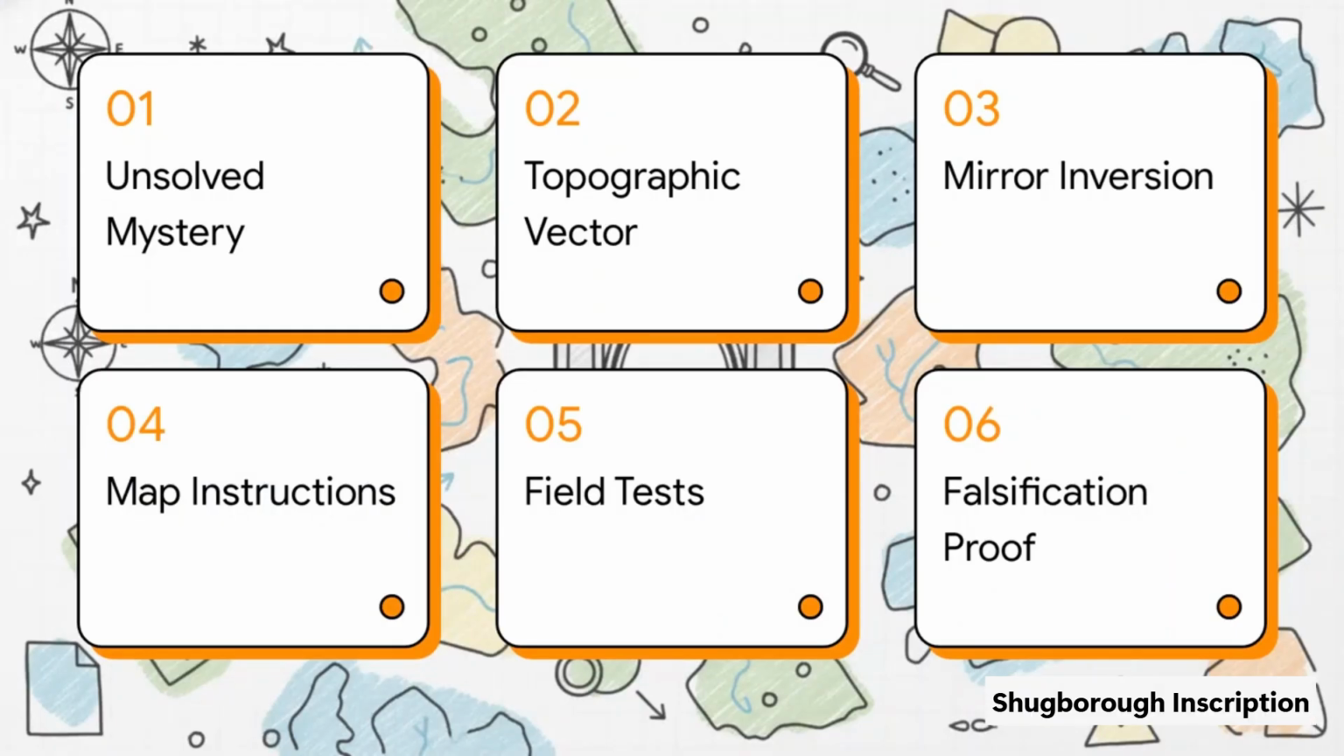So, here is our path for this explainer. 1. The unsolved monument mystery. 2. Brown's topographic vector hypothesis. 3. Decoding the mirror inversion. 4. Translating the map instructions. 5. Field test mechanisms. And 6. Falsification and scientific proof. We're going to turn this old myth into a structured, data-driven briefing.